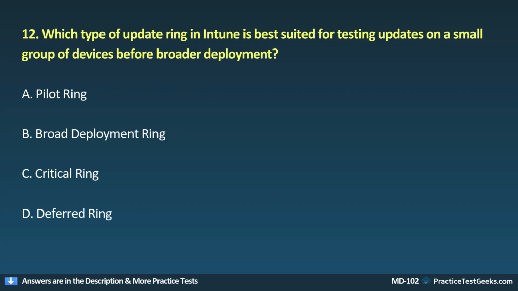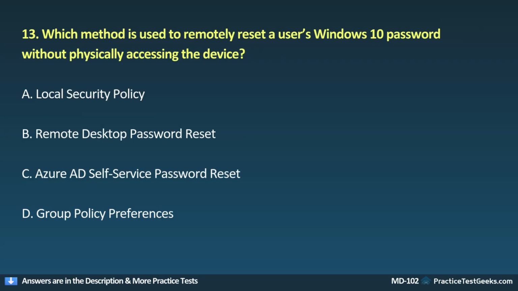12. Which type of update ring in Intune is best suited for testing updates on a small group of devices before broader deployment? A. Pilot ring. B. Broad deployment ring. C. Critical ring. D. Deferred ring.